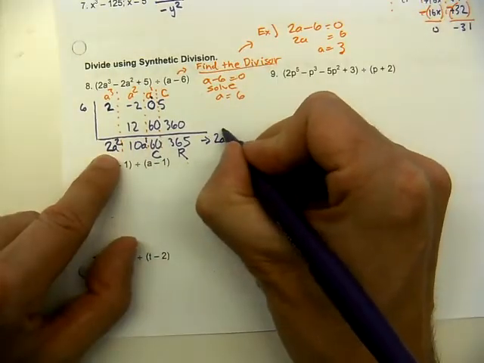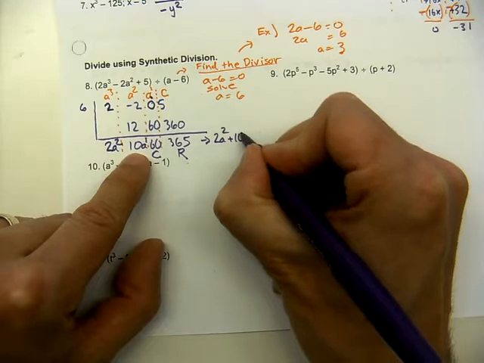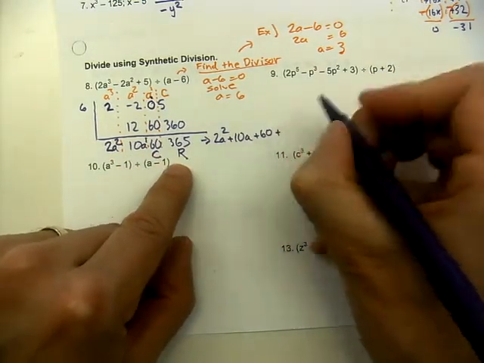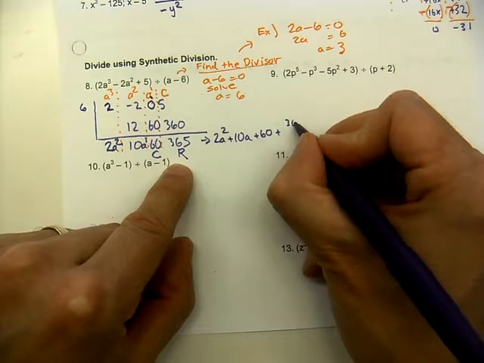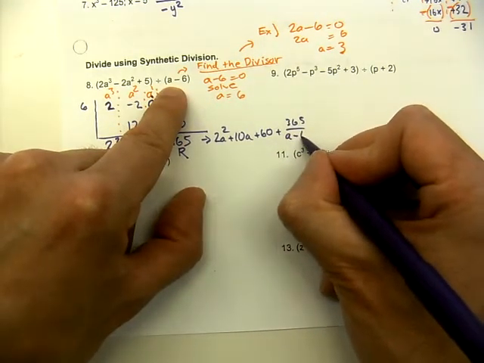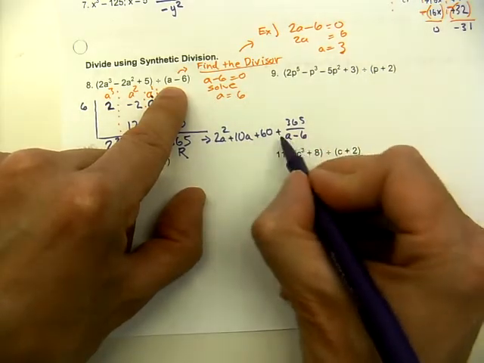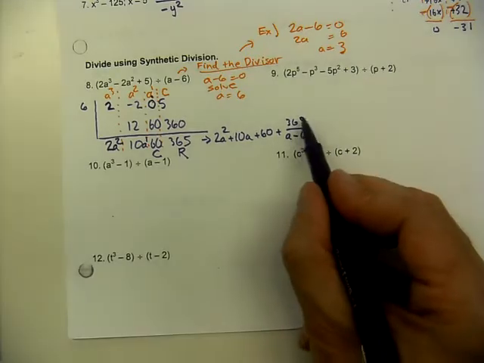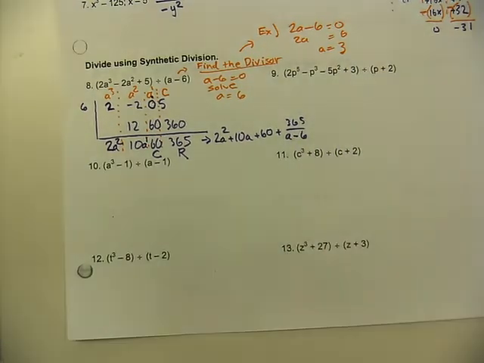The answer is 2a squared plus 10a plus 60. And then with the remainder, again, you put this fraction of the remainder over the original divisor. We're writing this answer in terms of a, so we have to have that a included in the divisor as well. So 365 over a minus 6.